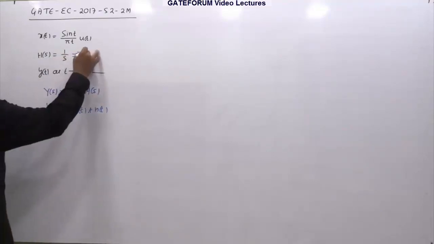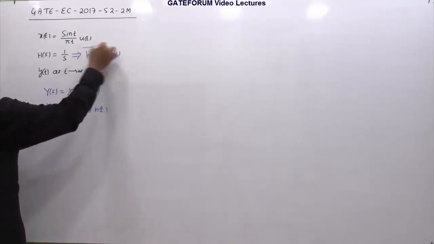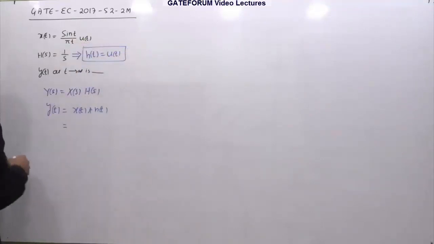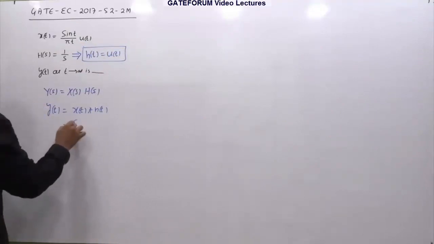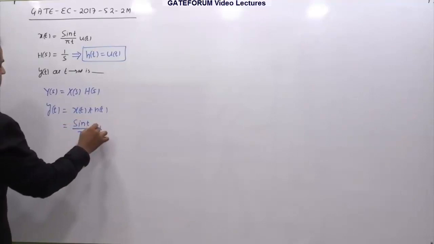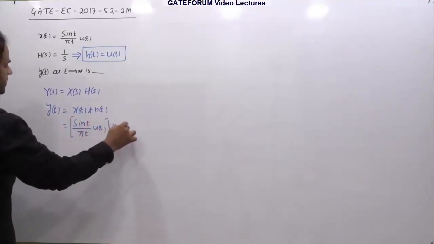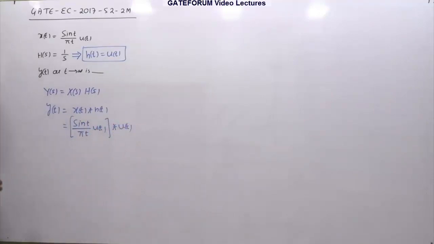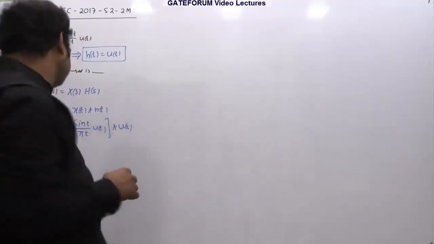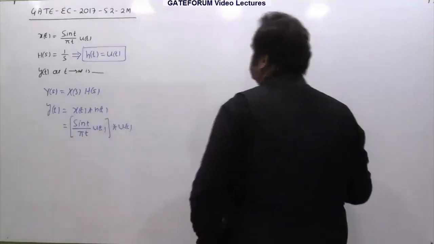So in this case, if H(s) is 1/s, I hope you have this much of the basics of Laplace. If I ask you what is this inverse Laplace, then it is the step function, because the step function's Laplace transform is 1/s. So if I substitute it here, x(t), which is given as sin t/(pi t) u(t), is convolved with u(t).